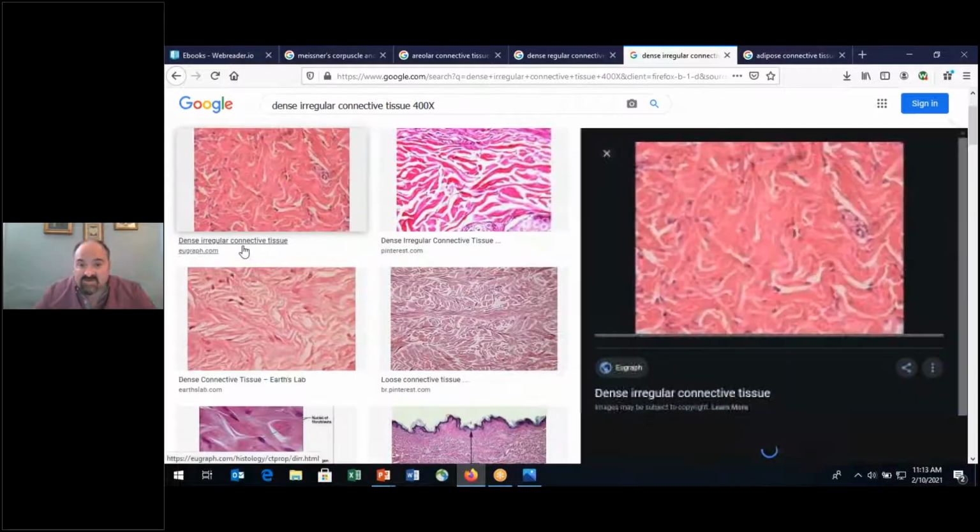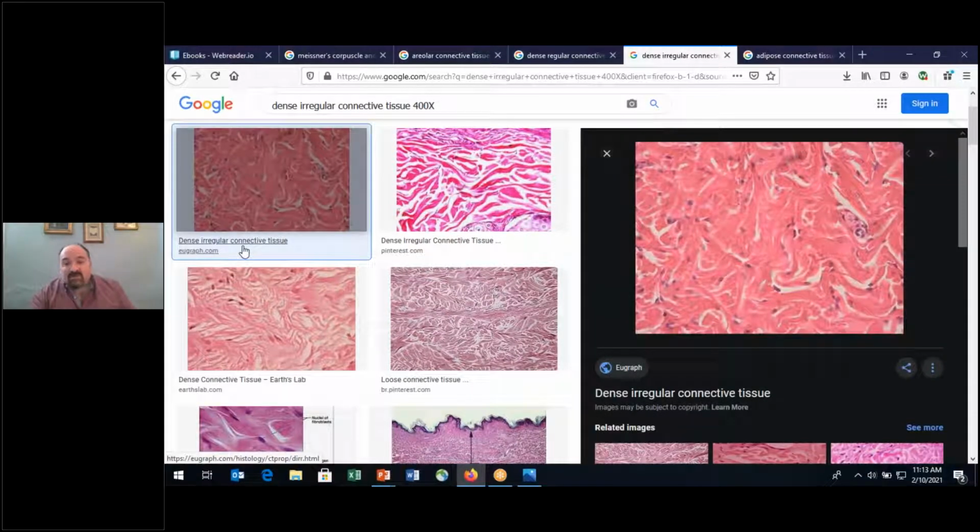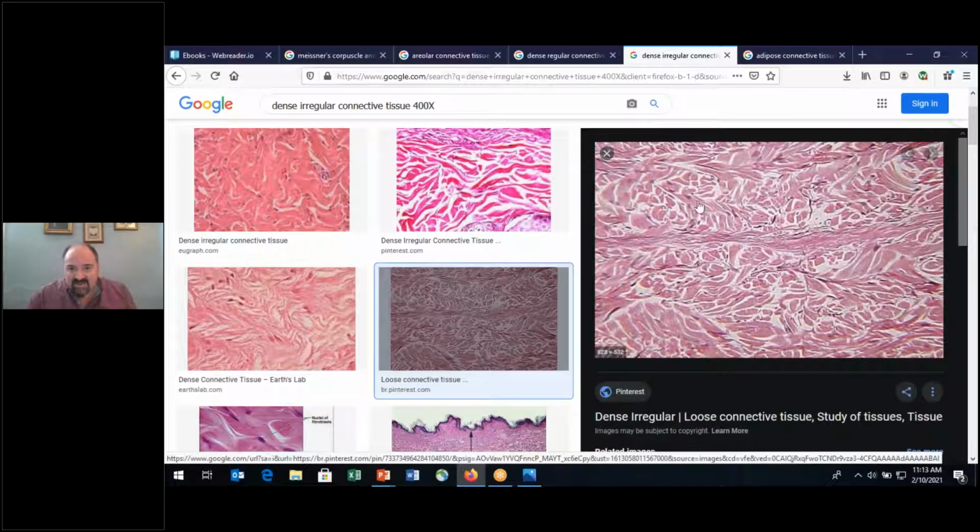This would represent dense irregular connective tissue. Now you can see it's got the same type of collagen fibers, except they're all going in different patterns. Here's another one here that you can take a look at. Okay, and this would be the dermis. This would represent the dermis of the skin.